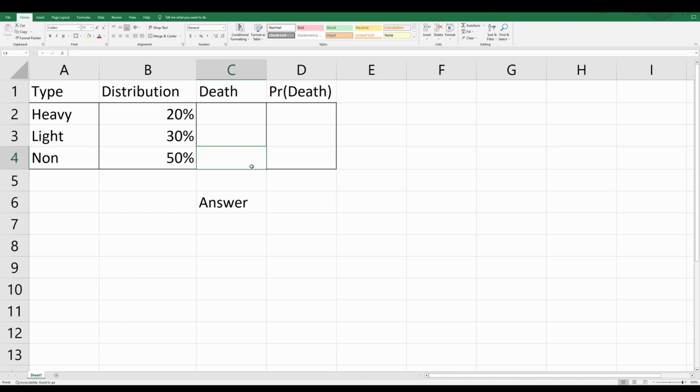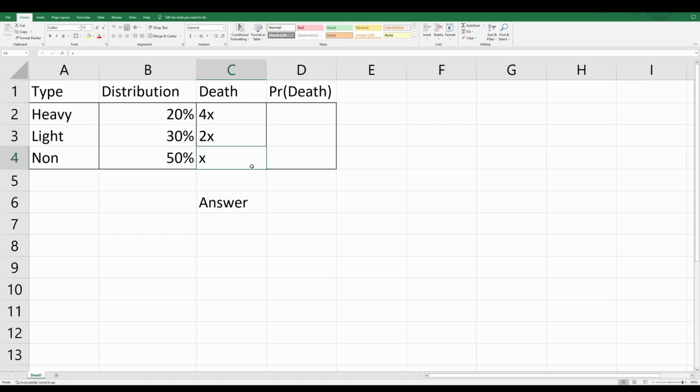But so we know that light smokers were twice as likely to die than non-smokers. Because it says twice as likely, we're going to put a 2x here. We're going to put non-smokers as an x here. And we were also told that light smokers were half as likely as heavy smokers to die. So half as likely means that we're going to put a 4x in the heavy slot.